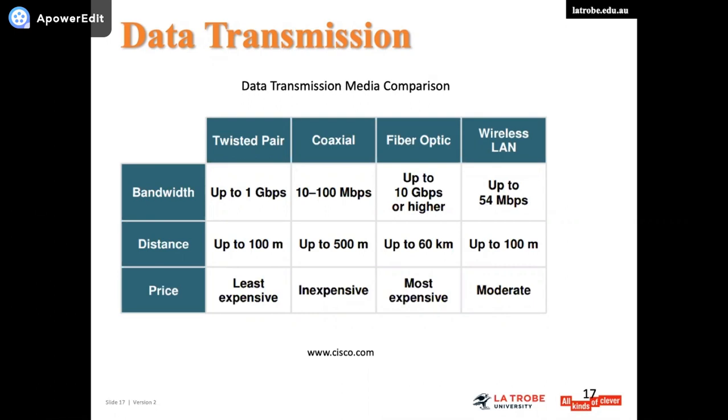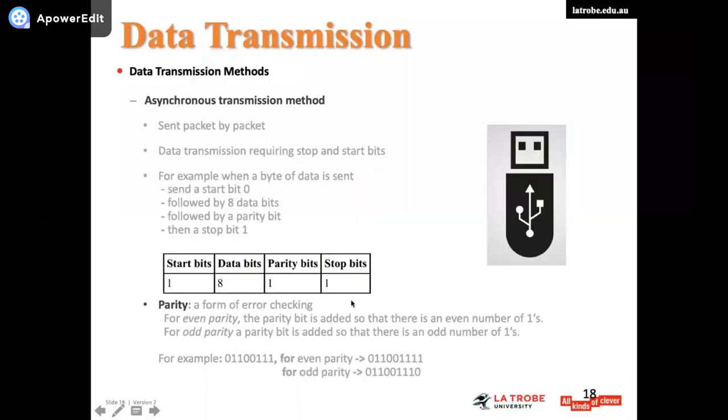For the data transmission methods, we only have two main methods. First is called the asynchronous transmission method. In this method, we send our information packet by packet. But when we send our packets continuously, how can the computer distinguish different packets? This comes with another important concept: start bits and stop bits.